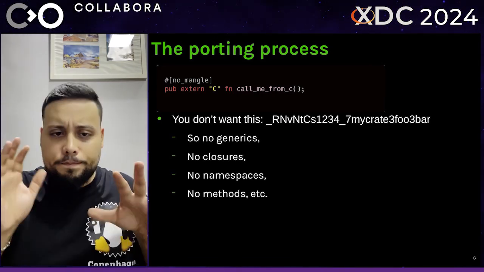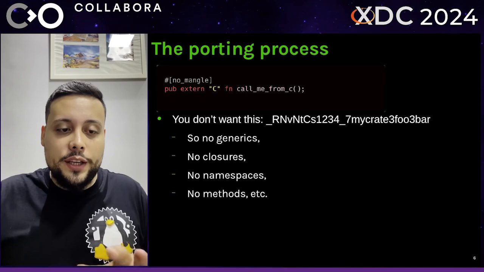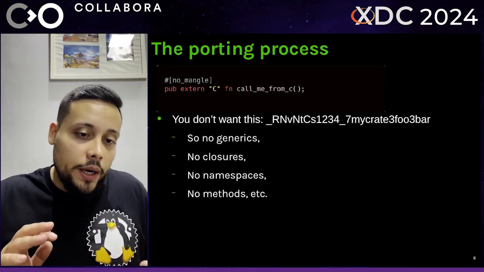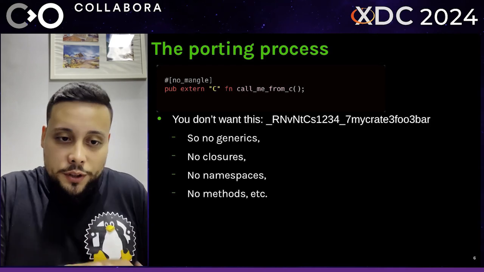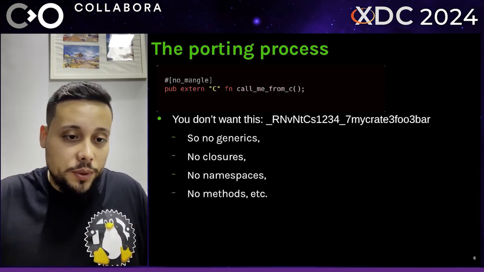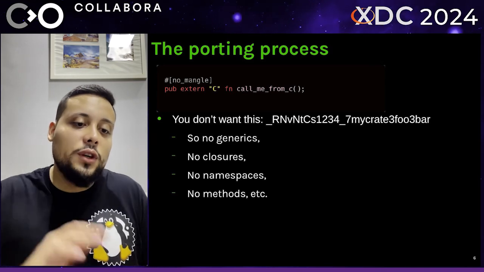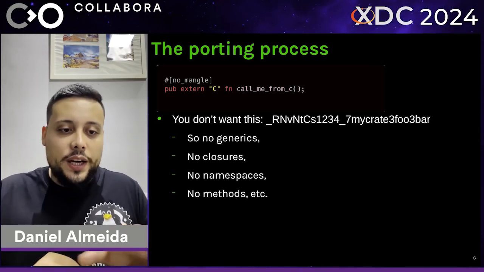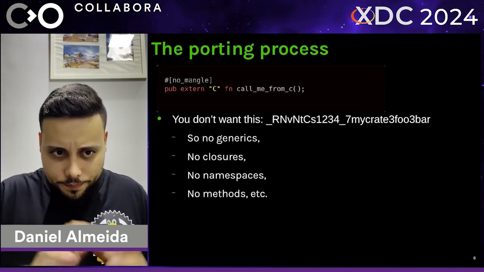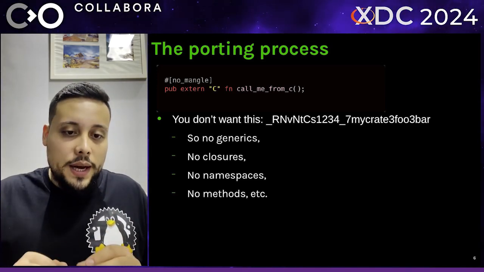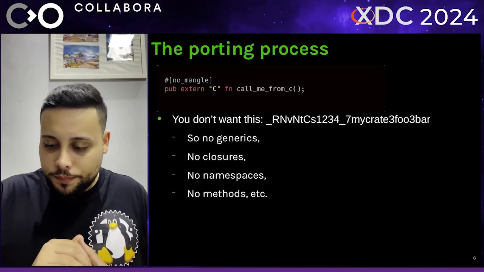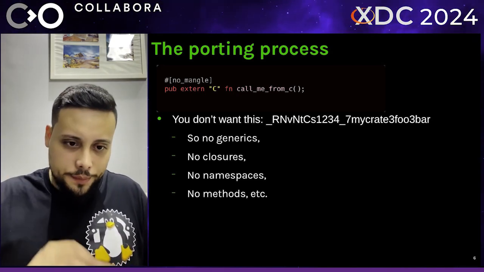I want to highlight the code I've added here on the left-hand side. I have an otherwise regular Rust function that I've named call me from C. Again, this is just a regular Rust function. The only difference is that it has this no mangle annotation on top, and it has this extern C thing before the fn function token. And the idea is that we want this function to be, as the name implies, something that we can call from our pre-existing C code.